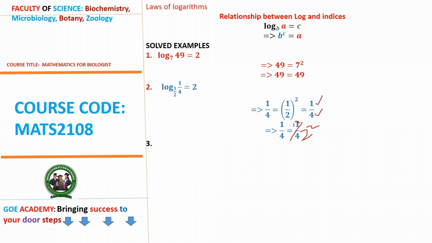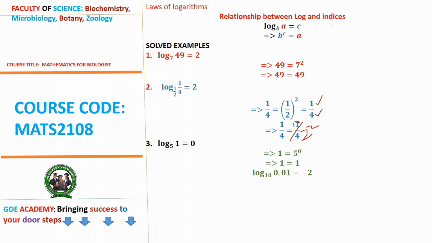Example 3, if we have the log of 1 base 5 equals 0, then you observe that 1 is equal to 5 to the power 0. And from the zero law of indices, anything raised to the power 0 is always equal to 1. So 1 equals 1. Okay.